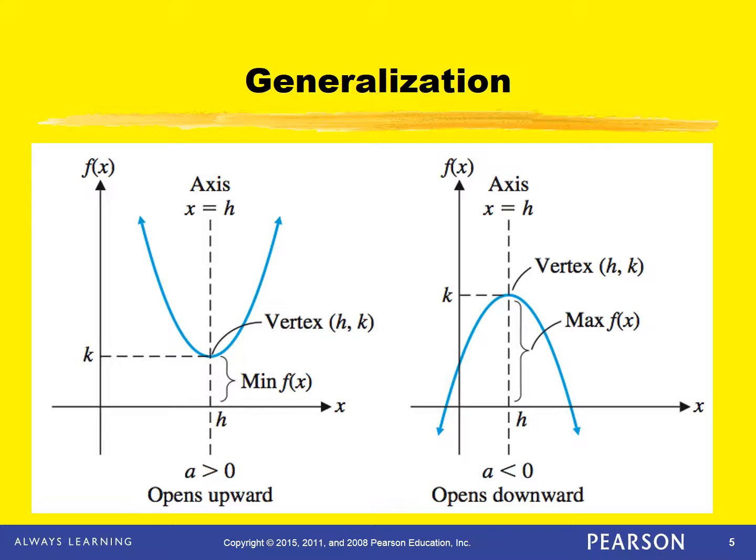In general, vertex (h, k), whether the parabola be upward or downward opening, if upward opening there's a min, if downward opening there's a max, and for lead coefficient greater than 0, you have your upward opening parabola, and lead coefficient less than 0, a downward opening parabola.